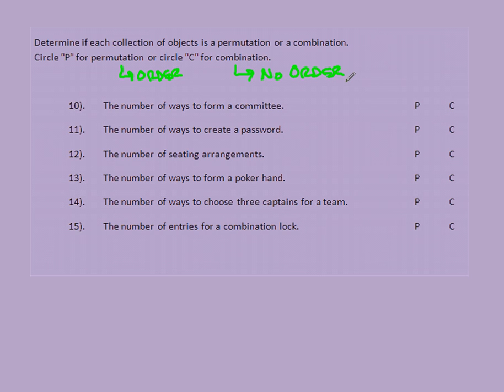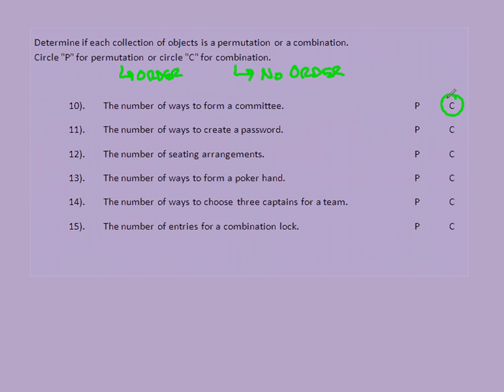Order does not matter in picking certain captains for a team or ways to form a committee. And perfect, right off the bat, number of ways to form a committee. It doesn't matter if I pick Johnny first and then Susie or vice versa. So that is a combination.